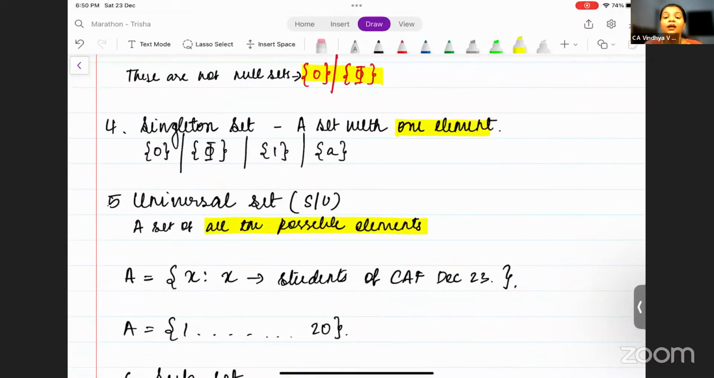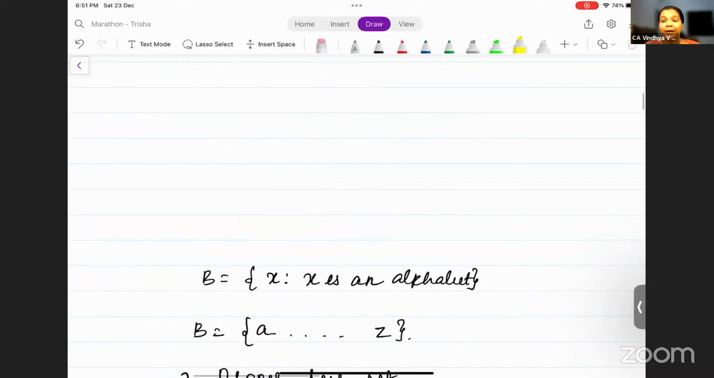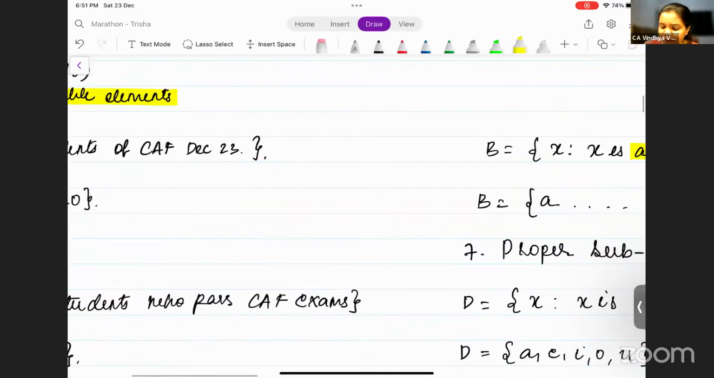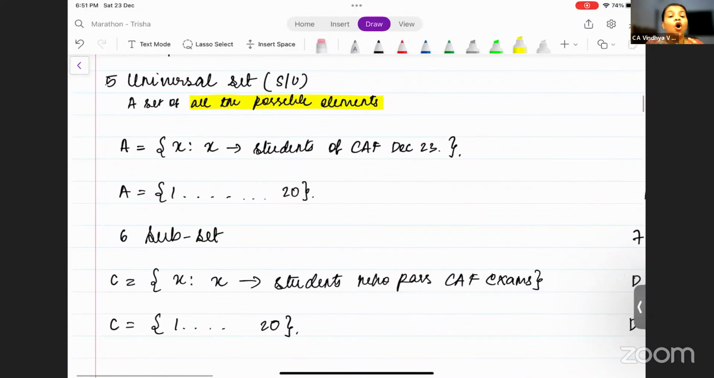For example, students of CA foundation batch. Whatever number of students are there in your batch, all the students are included. Or for example, the alphabet A to Z is a universal set. Next, we need to understand what a subset is. A subset is a set which is derived from the universal set. We can also call the universal set the superset.